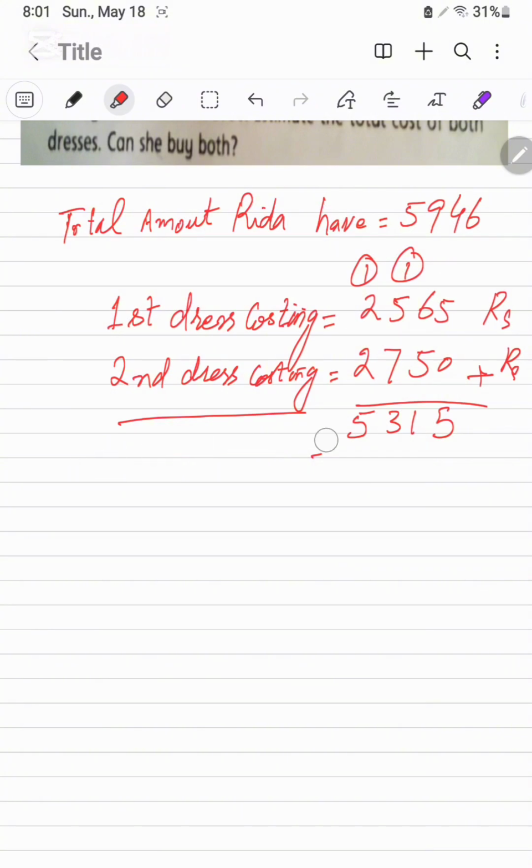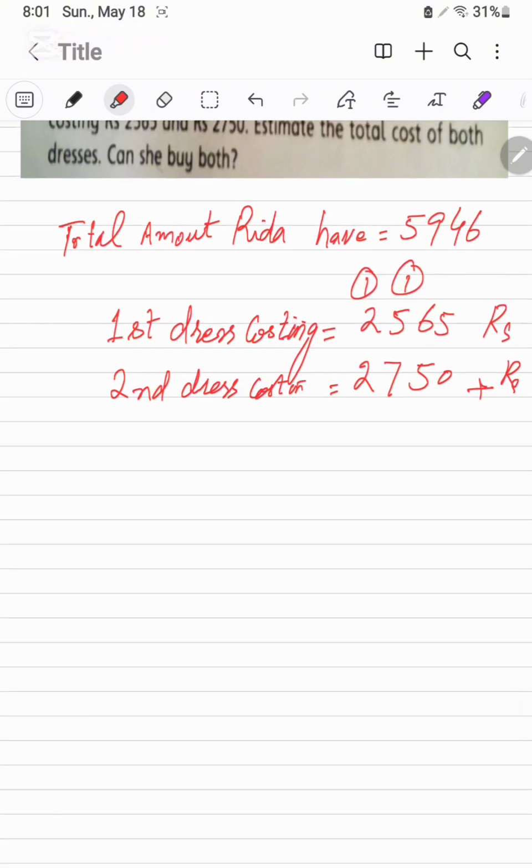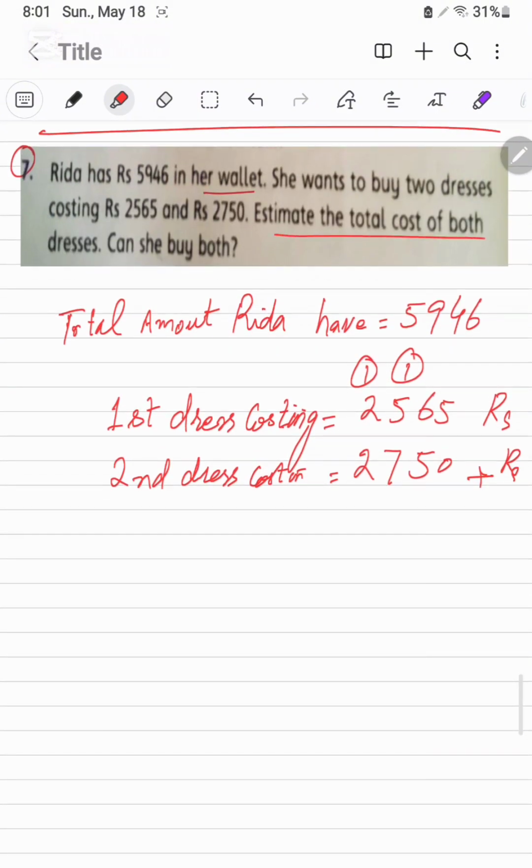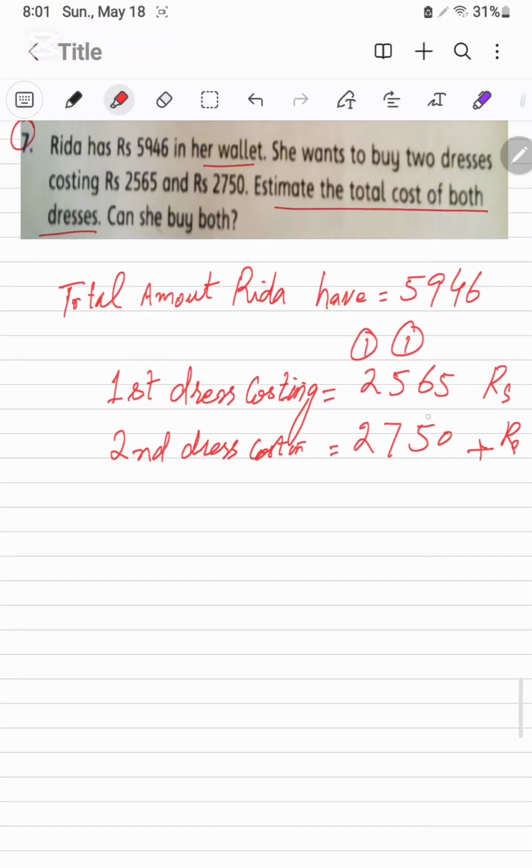Before addition, we will estimate. It is given us to estimate the total cost of the both dresses. We are going to estimate the estimated cost of first dress.